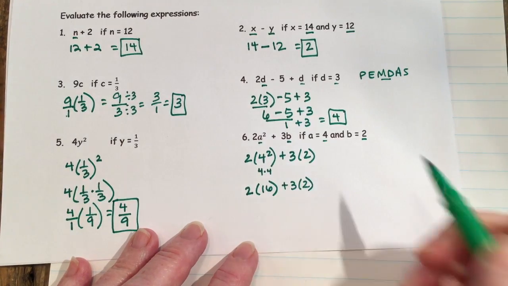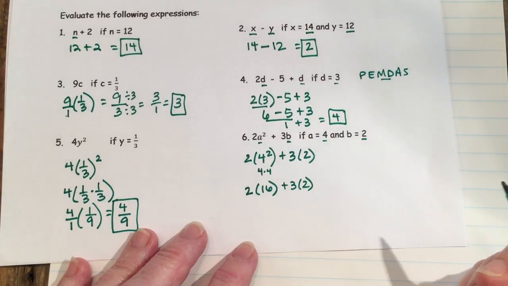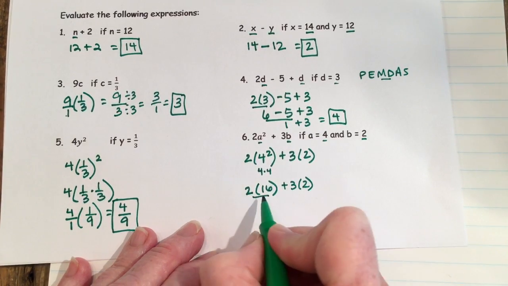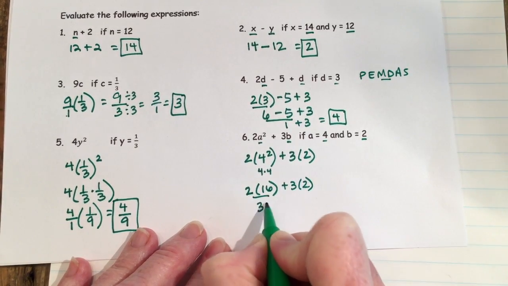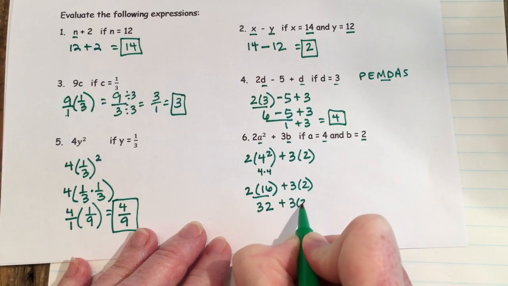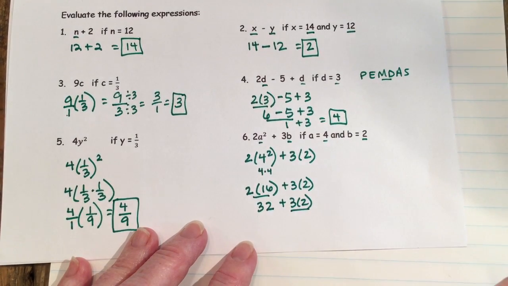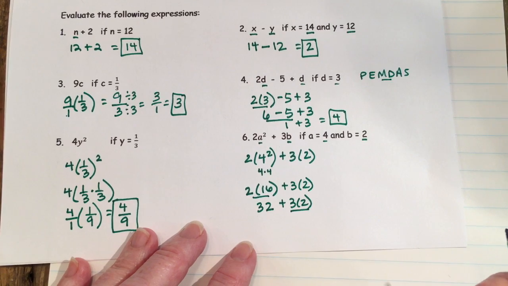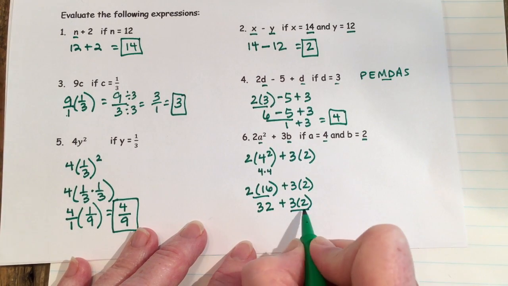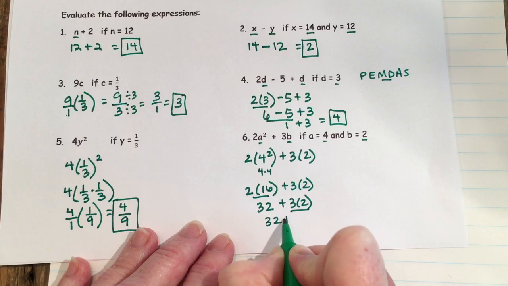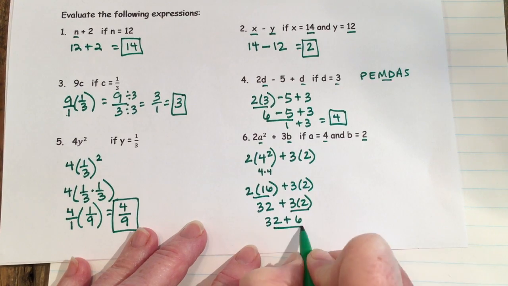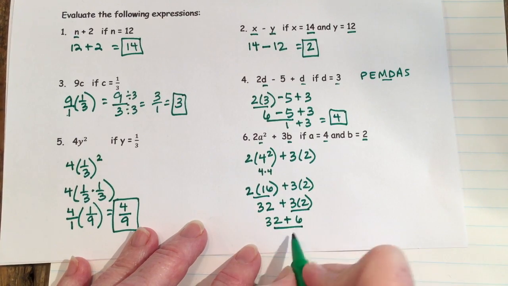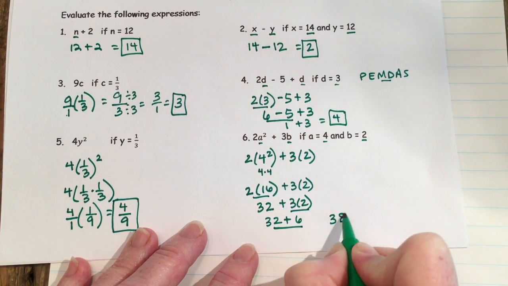Then after I'm done with my exponents, I look for multiplication and division. I have multiplication here. 2 times 16 is 32. I want to finish my multiplication before I move on to add, subtract. So 3 times 2 is 6. And my last step is to go ahead and add those together. So 32 plus 6 is 38.